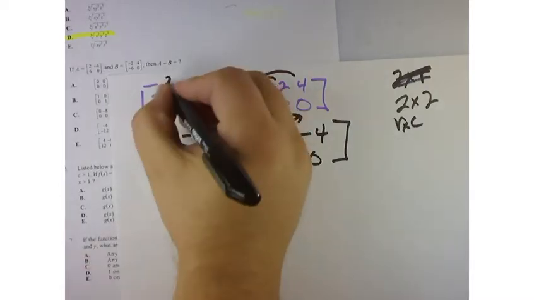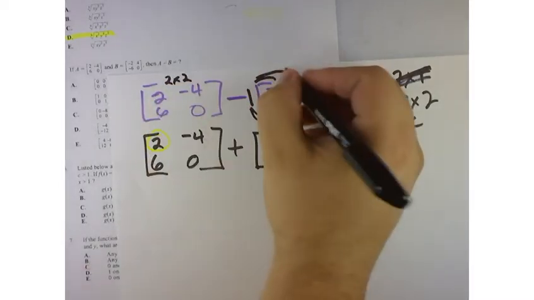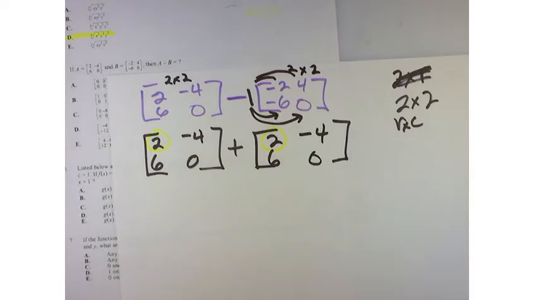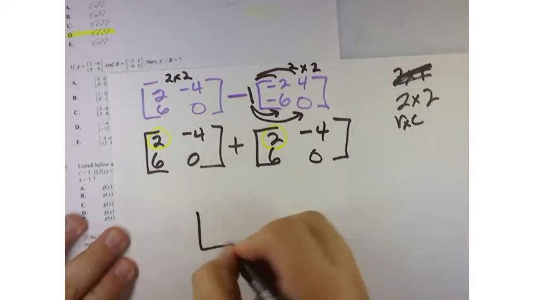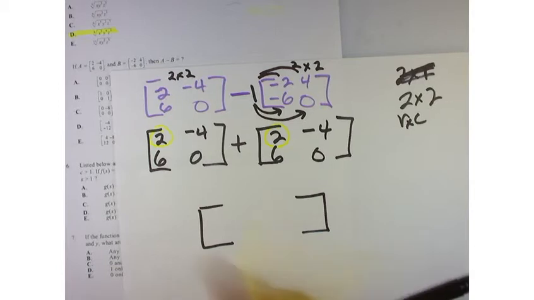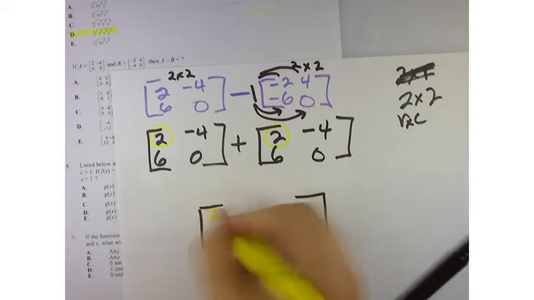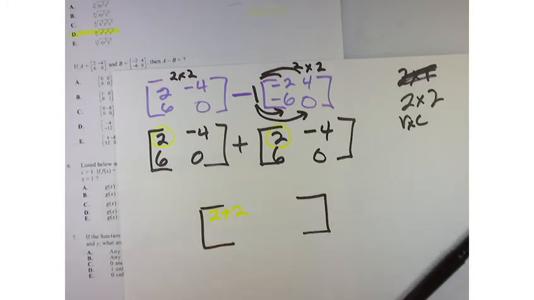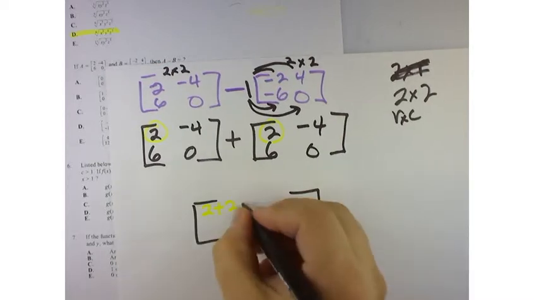So that's the first thing we need to remember. This is a 2 by 2 and this is a 2 by 2. Therefore, I can add them. And by the way, the answer should be a 2 by 2. So my answer should be right here. So what I'm going to do then, and I'll write this out so you guys can see it, this first term should be 2 plus 2. And that's going to equal 4.